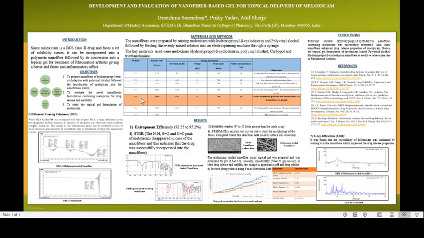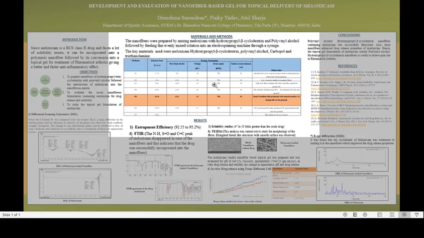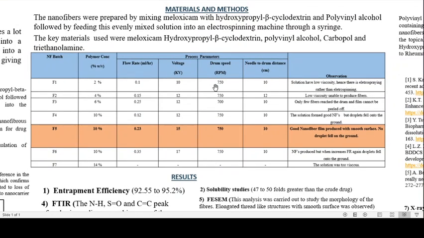So for the nanofibrous batches, a total of 7 batches were prepared. The first batch involved a polymer concentration of 2% and therefore had a very low viscosity, and the fibers were not obtained. Even in the second batch, when the polymer concentration was increased to 4%, it still had a low viscosity and the fibers were not obtained. In the third batch, the polymer concentration was increased to 6%. A few fibers were obtained, but the peeling off of the film became very difficult.